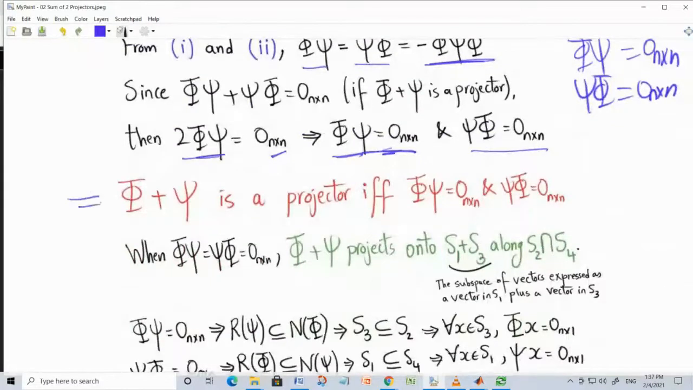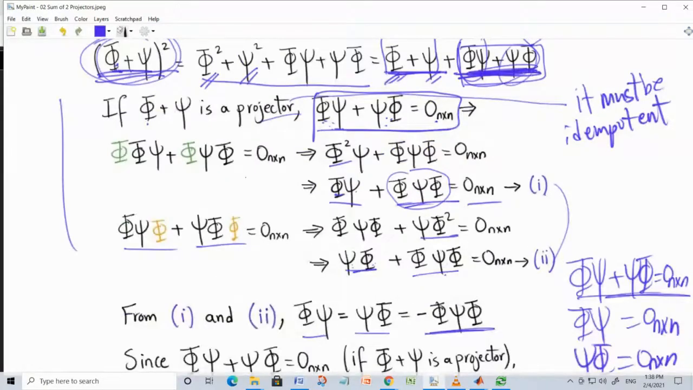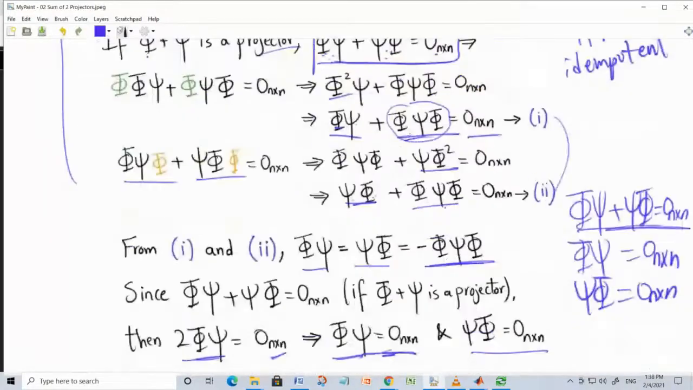So now we have this theorem. Phi plus psi is a projector if and only if basically this is equal to 0 and that is equal to 0. Right, because looking in the other direction, if this product is equal to 0 and that product is equal to 0, then the matrix is idempotent, then it is a projector. So this is the proof of one direction. The other direction is sort of trivial. I mean, if each one of those two products is 0, then the matrix is idempotent, and hence a projector.